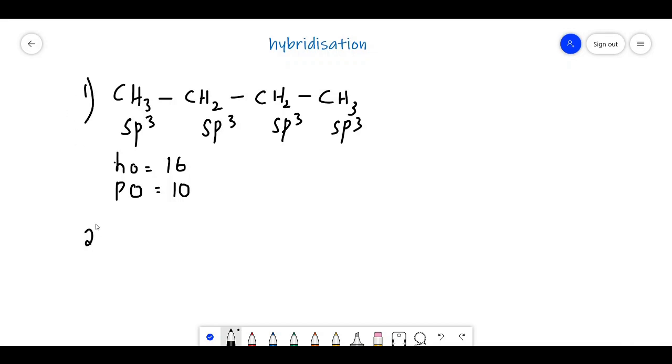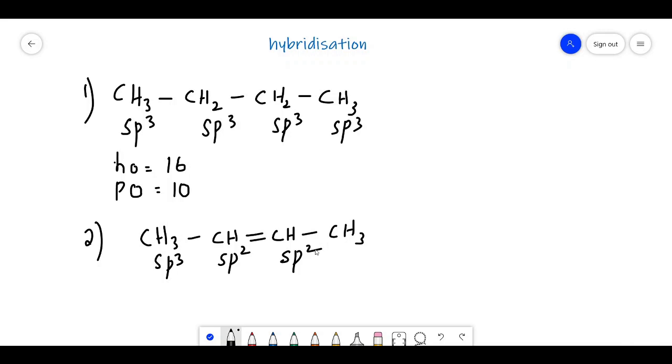Now I am taking one more example with a pi bond, then you will understand. CH3, CH double bond CH, CH3. This is the example. So the hybridization is sp3, and whenever there is one pi bond and 3 sigma bonds, the hybridization is sp2, and this is also sp2, and this is sp3.